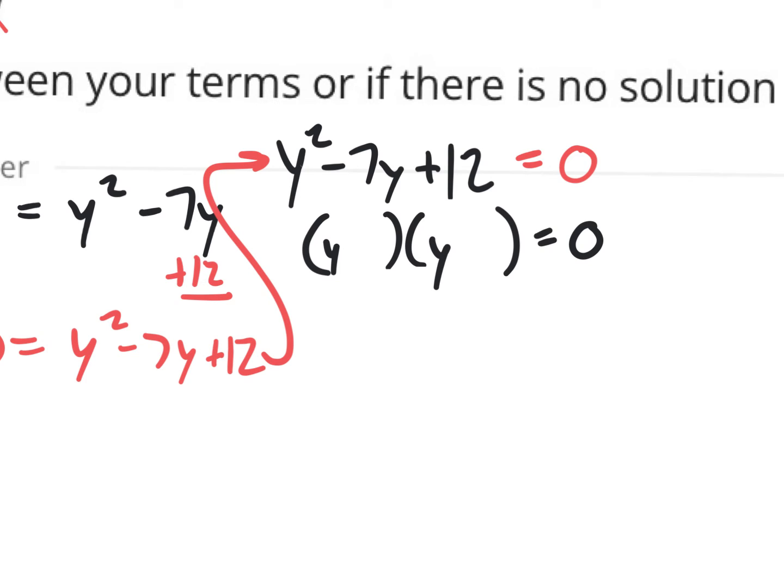How do we do this? We think what times what is 12, that if we combine together is the middle value, negative 7. So what times what is 12, that if you add together is negative 7? Negative 4, negative 3. There we go. Good job.